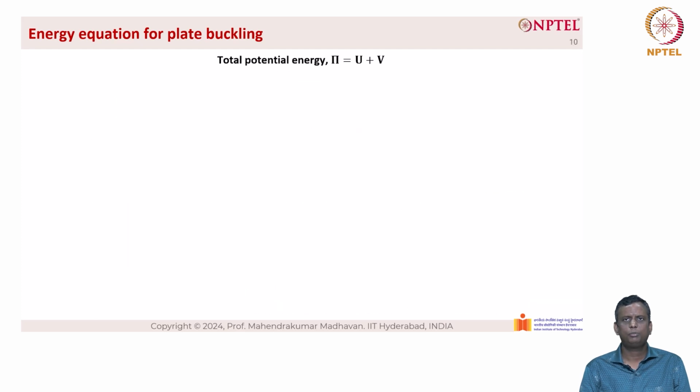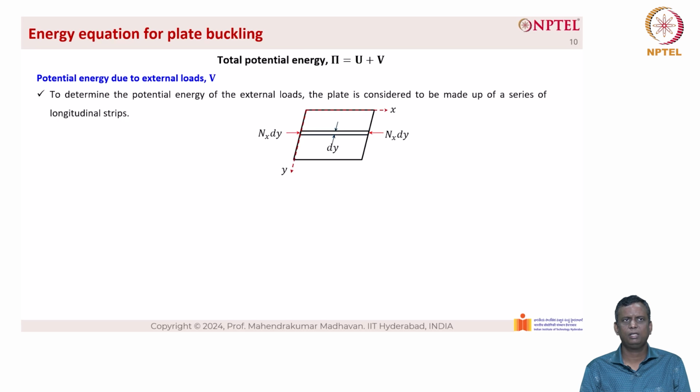Now the total potential energy is given as Π equal to U plus V. We have already found out the value of U. Now let's look at the potential energy due to external loads V. To determine the potential energy of the external loads, the plate is considered to be made up of a series of longitudinal strips, as you can see in the picture on the right-hand side.